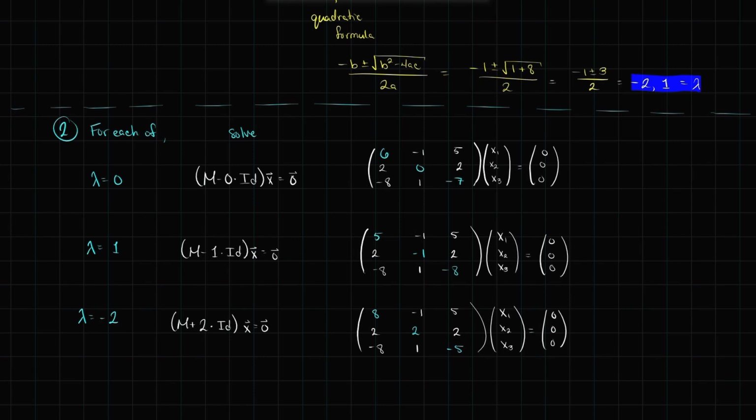Now if I just compute the matrix vector multiplication, I have my 3 rows in the matrix against the vector of x's. And what I end up with is 6x1 minus x2 plus 5x3. I end up with 2x1 plus 0x2 plus 2x3. And I end up with negative 8x1 plus x2 minus 7x3. And all of these are equal to the 0 vector on the far right.